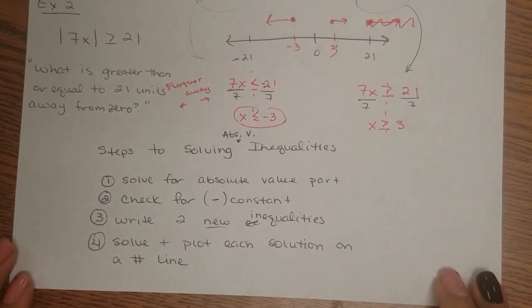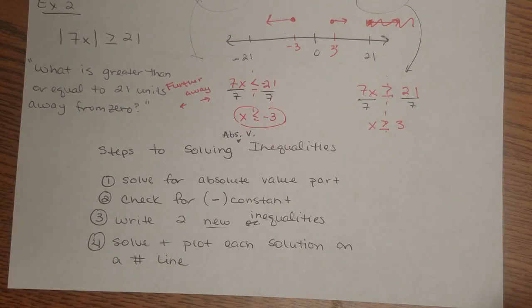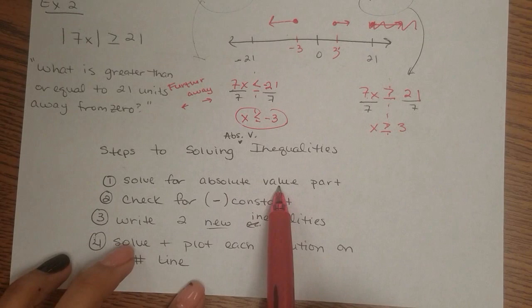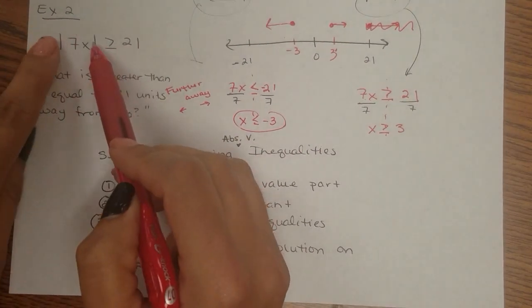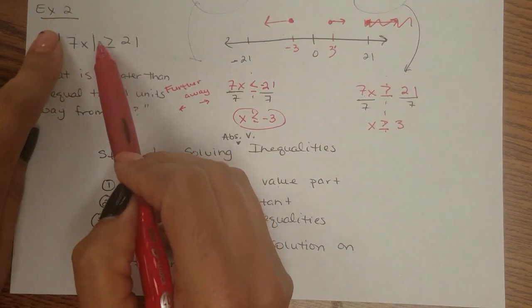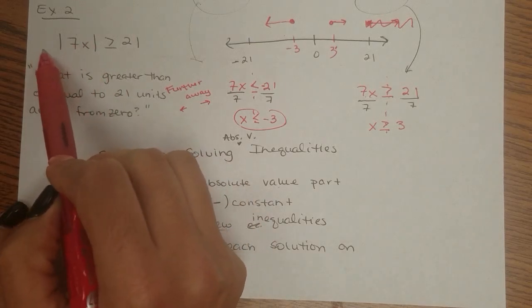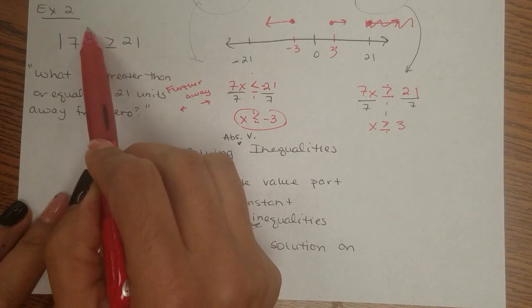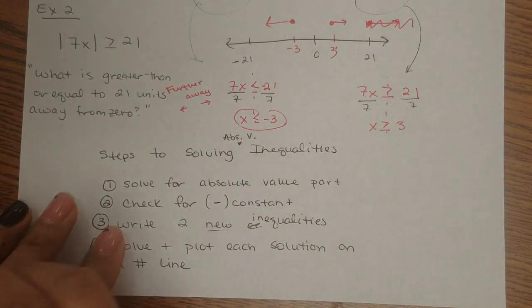What you need to know here are these steps for solving absolute value inequalities. When you're solving these, the first thing you need to do is solve for the absolute value part. What I mean by that is whatever's inside of the absolute value over here. I can't have anything out here. I can't have a 3 being multiplied. I can't have a plus 2, nothing on the outside. We need to get this by itself.